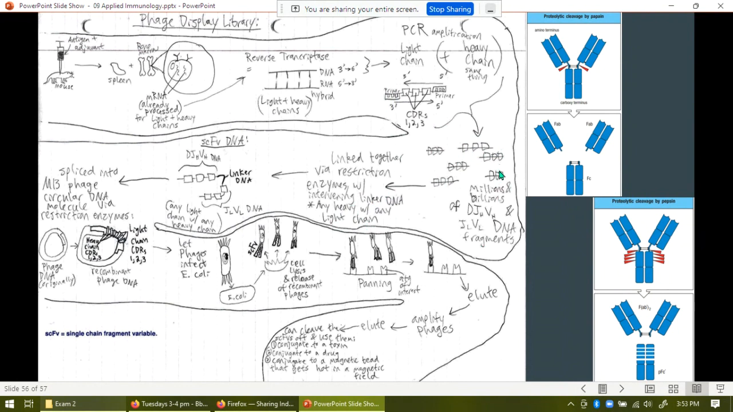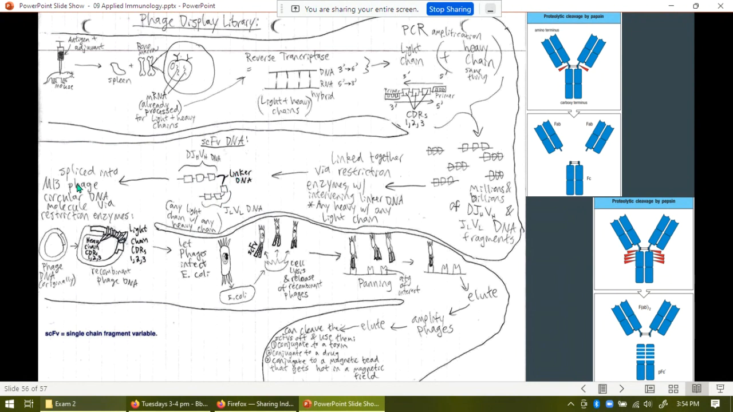So you make literally so many different potential combinations of antibody fragments, like billions and billions, maybe even trillions of different unique antibody fragments. And now you actually have the DNA encoding the heavy chain variable region, and that is linked by linker DNA to the variable region of the light chain, right?